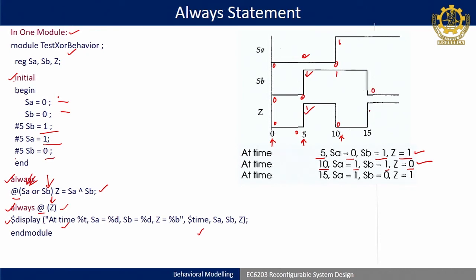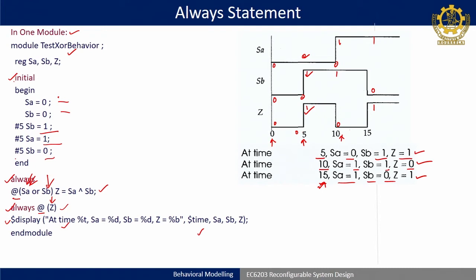So, that is why 1 and 0 will give a value of 1, meaning the first always block will be executed first. Then depending upon the change in Z, the second always block will also be evaluated, and you will get the new values of SA, SB and Z at 15 time units. Okay.